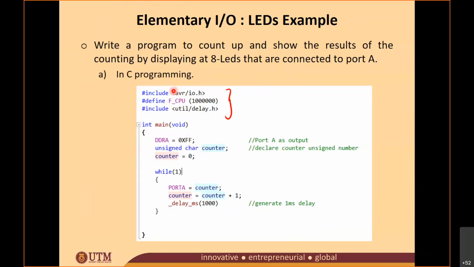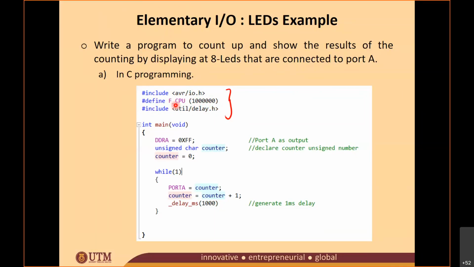Okay, so it is equivalent. avr/io.h is equivalent to m32.dev.inc in assembly language. And then we define our CPU speed. For this one here, you define your CPU speed so that your CPU speed is 1 megahertz. And then you're going to include the delay function.